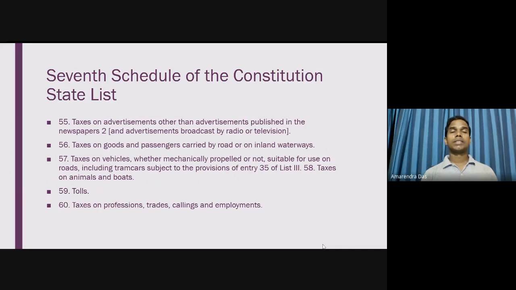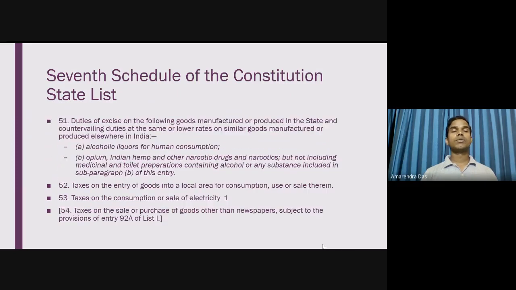and taxes on vehicles, whether mechanically propelled or not, suitable for use on roads, and entry 58 talks about taxes on animals and boats, which is very rarely collected, and the tolls, and taxes on professions, trades, callings and employments. So remember here, after the introduction of goods and services tax, many taxes have been subsumed under goods and services tax, but the Constitution gives this power to the state government to collect these taxes.